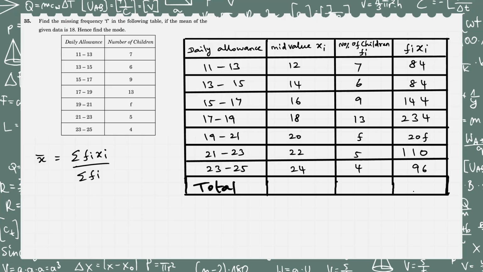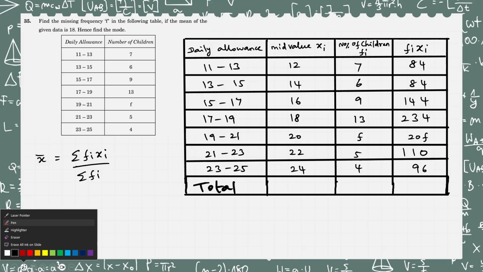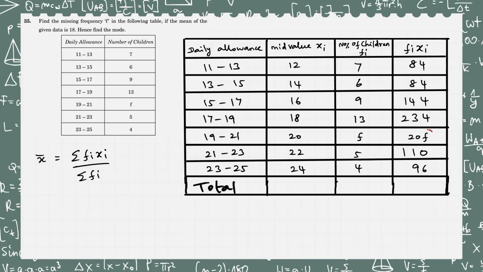Right? Now we need to add all the Fi xi values, which is our sigma Fi xi. Now you guys know that this 20f cannot be added, so keep that isolated. We can add the rest of the things, right? So let us add the rest of the things. 752 is the sum of the rest of the numbers, and of course this 20f we have not taken yet, so let us keep it as it is because it cannot be added, right?